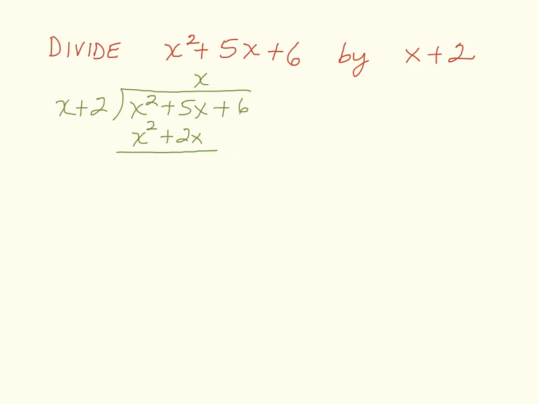I'm going to subtract now, which means change the signs. I have the luxury of changing my colors, so subtraction changes the signs from positive to negative. Then I'm going to go ahead and subtract. 5x minus 2x is 3x. x squared minus x squared is 0, so we don't write that. Now we just bring down the 6.